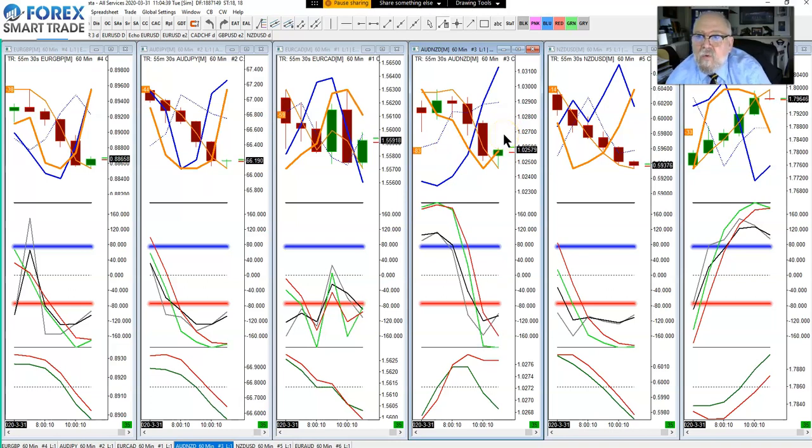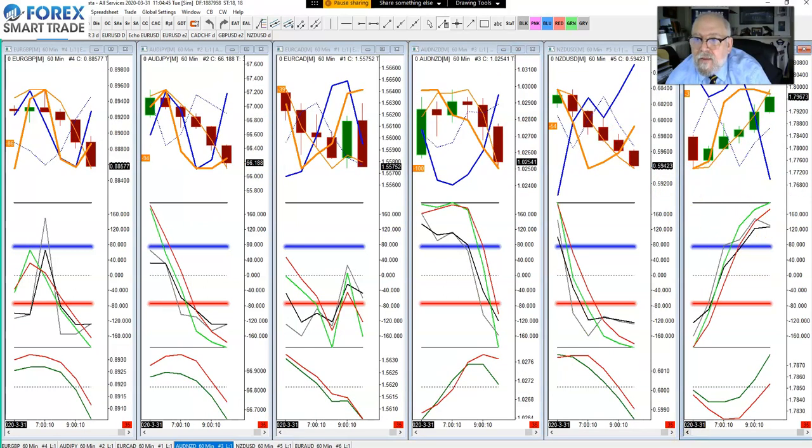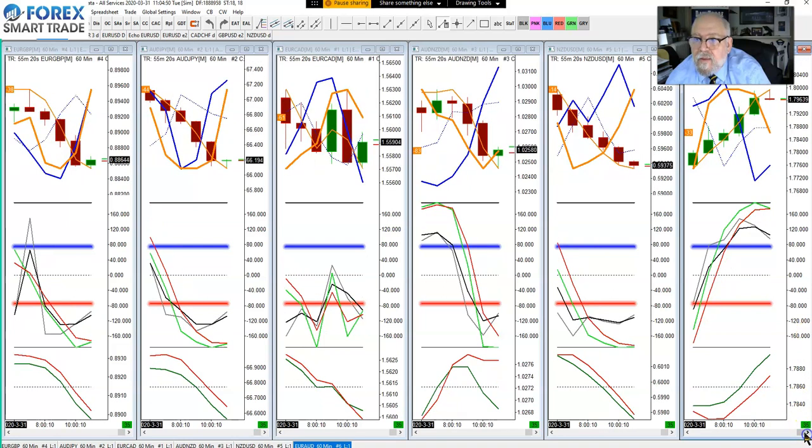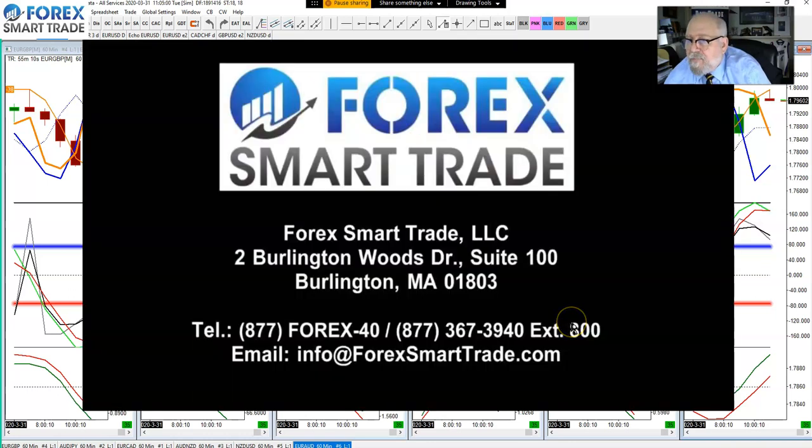And EUR AUD minus 3, and he's gone to 33, and he's starting to come down. So we should be good on those. All right, any questions?